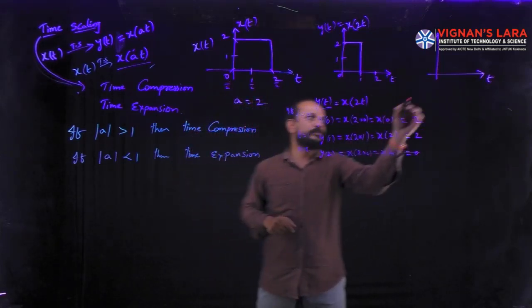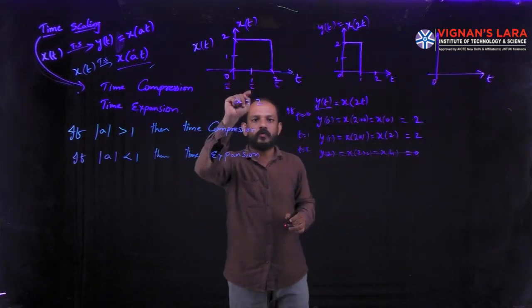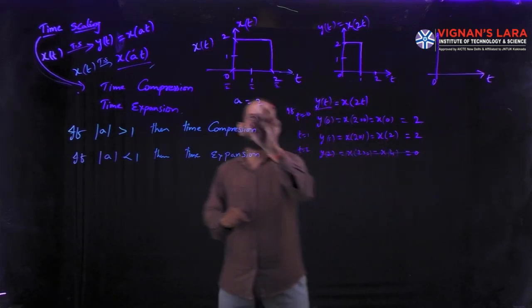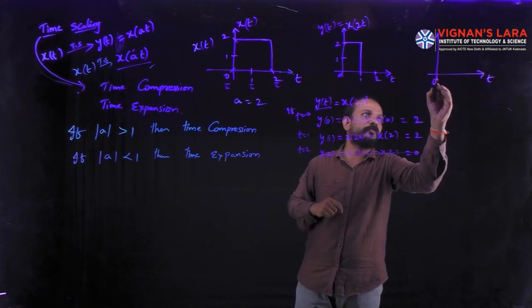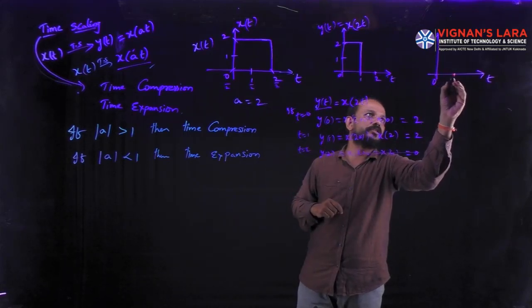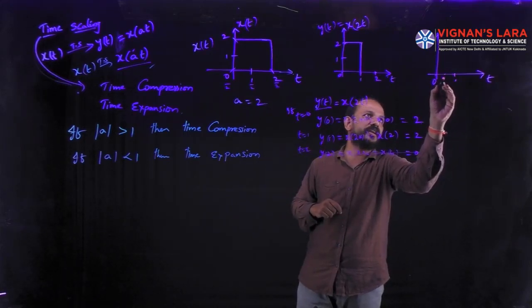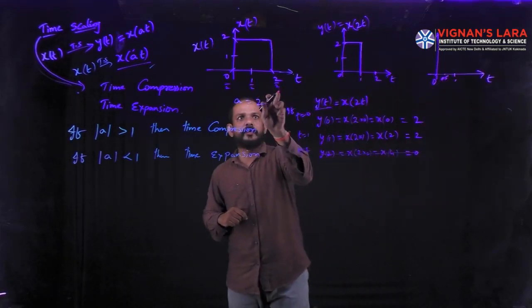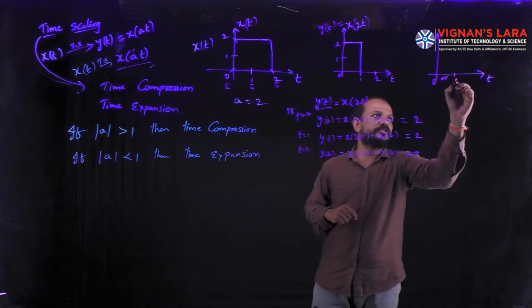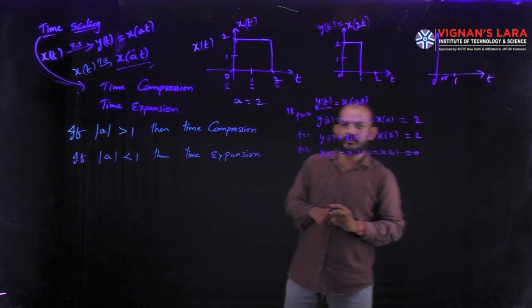0 by 2 is 0, 1 by 2 is 0.5. So this is 0 and this is 1. Then 0.5 is somewhere like this. This is 0.5. And next, 2 by 2 is 1. See, 2 by 2 is 1.